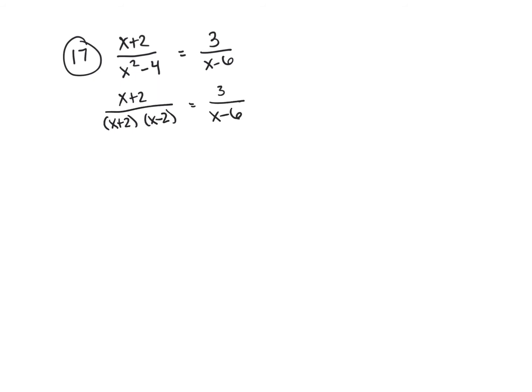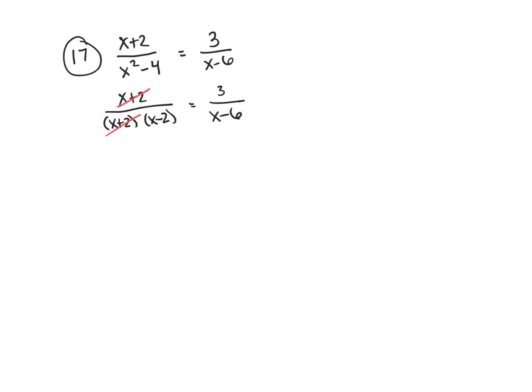Problem 17 is x plus 2 over x squared minus 4 is equal to 3 over x minus 6. So first thing you're going to want to do is, if you have the ability to factor, factor. I notice right here, this x squared minus 4, this is a difference of squares, and this can be separated into x plus 2 times x minus 2, is equal to 3 over x minus 6. From here, I go, hey, we have a factor of x plus 2 in our numerator and in our denominator, so we can cancel both of those out.